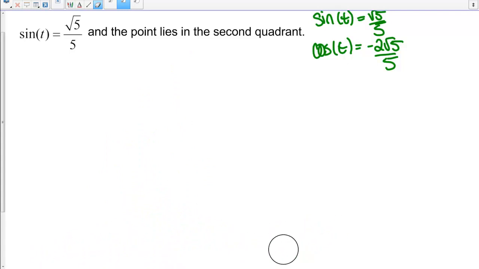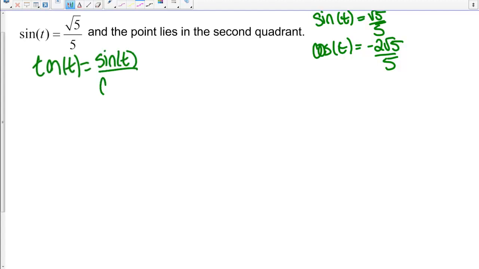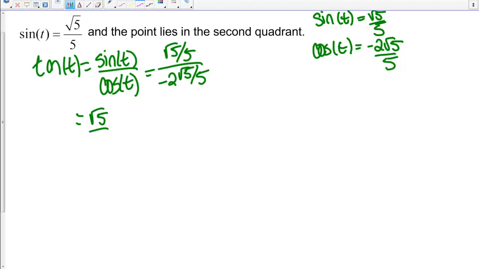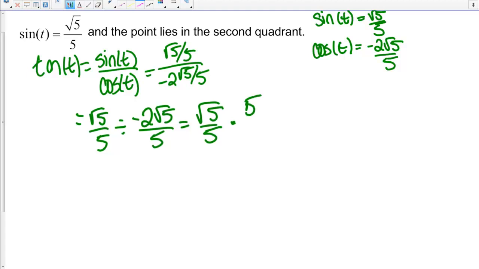So tangent is sine over cosine. So tangent of t is sine of t over cosine of t. So that's square root of 5 over 5 over negative 2 square root of 5 over 5. So that is square root of 5 over 5 divided by negative 2 square root of 5 over 5. So this is square root of 5 over 5 times 5 over negative 2 square root of 5. These 5's cancel, square root of 5's cancel, and we're left with negative 1/2 for tangent.